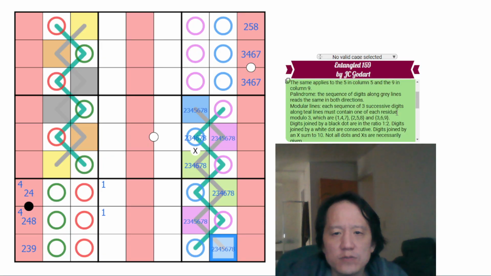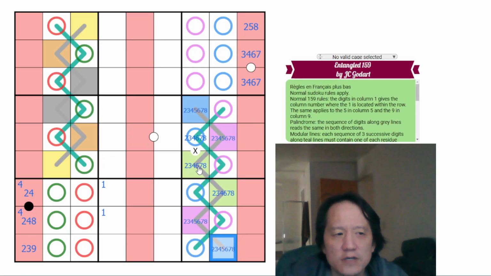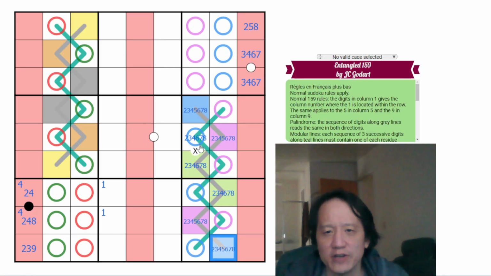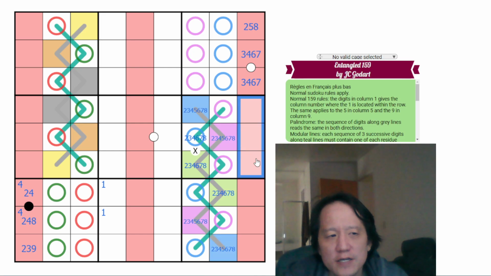Each sequence, blah blah blah. Yeah. I am just not good with 159 rules. I don't know. I haven't done them very much, and I'm just not very fluent with it.